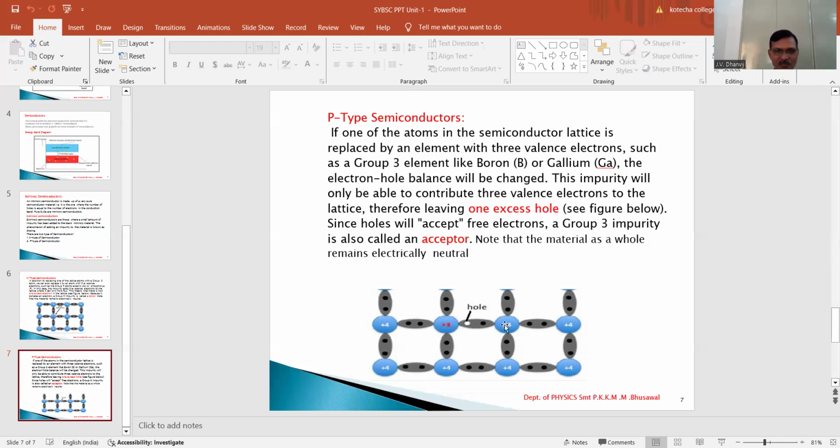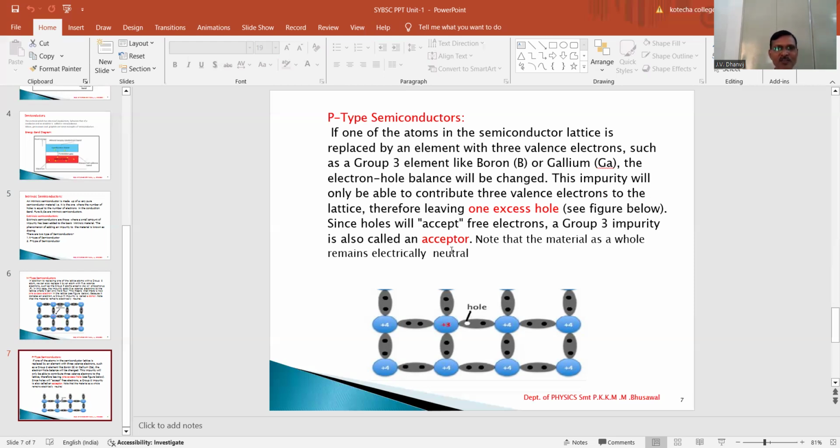In the whole crystal, a number of holes are produced, and that's why a P-type semiconductor produces holes. In this way, millions or billions of holes are produced in the crystal. In a P-type semiconductor, these holes accept the electrons. That's why they are called acceptors, because they accept electrons. Holes have a positive charge, and due to this positive charge, electrons get attracted. That's why it is known as the acceptor.